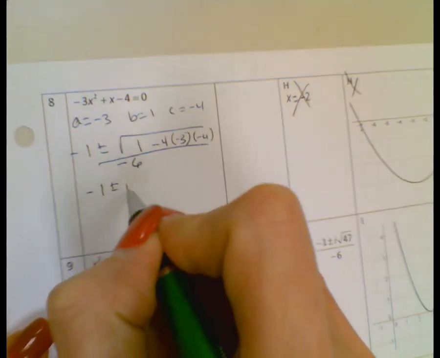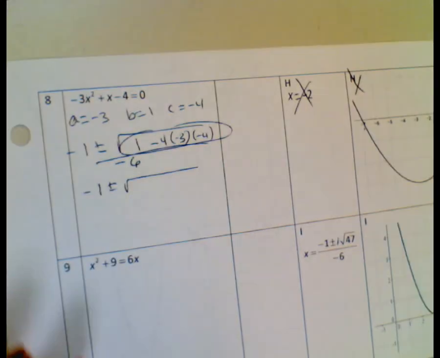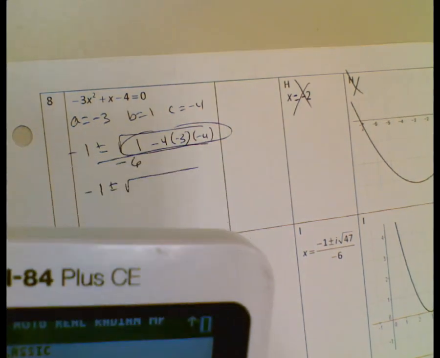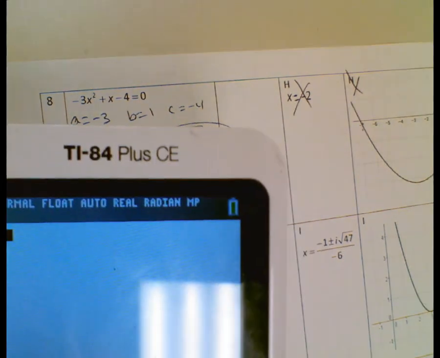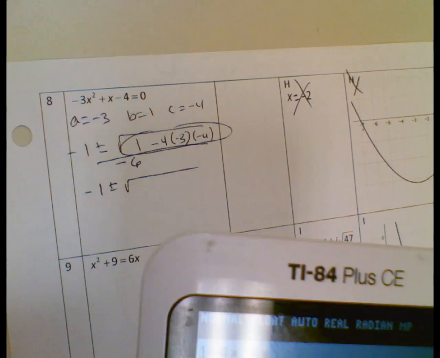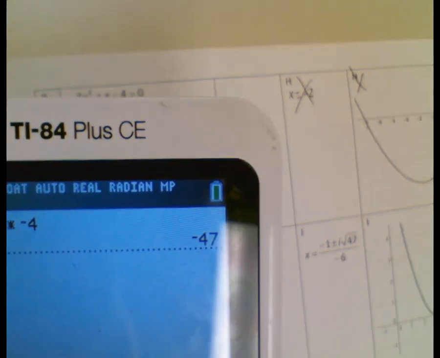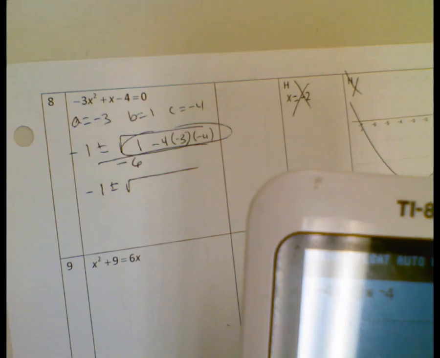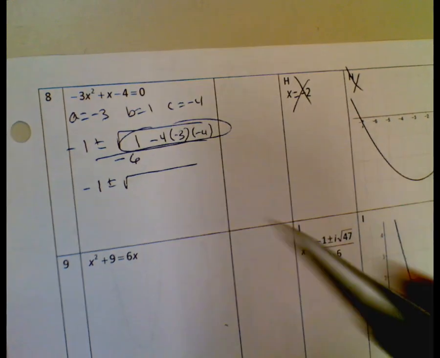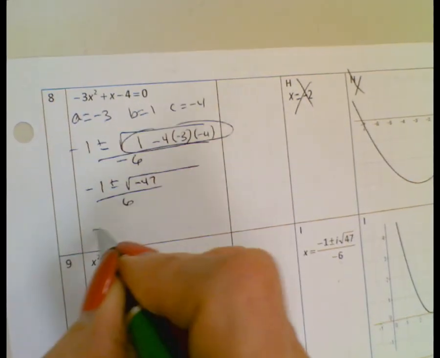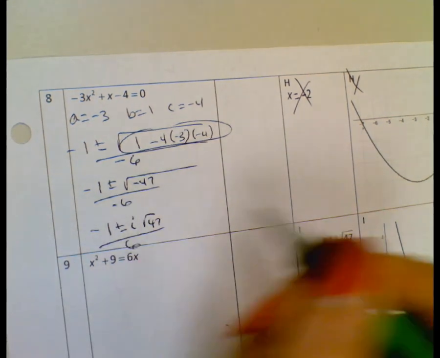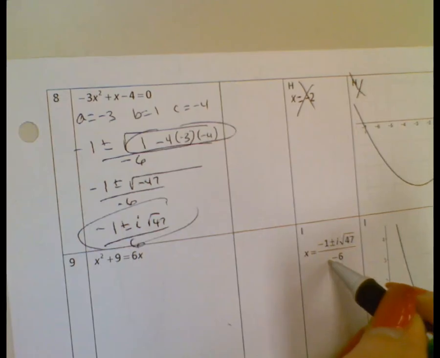So negative 1 plus or minus. This whole thing here is 1 minus 4 times negative 3 times negative 4. Negative 47. Yep, there's an answer right there with the 47, so it must be it. So it's negative 47 over negative 6. So it's negative 1 plus or minus. Bring the i out. And that one is right here next to it. It is I.